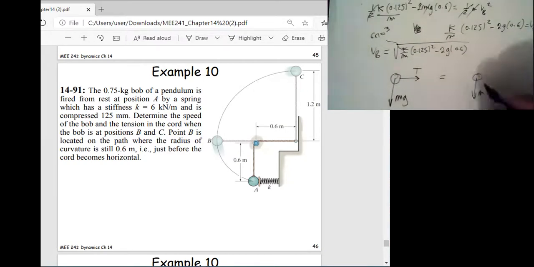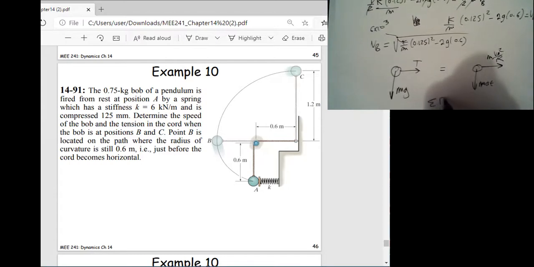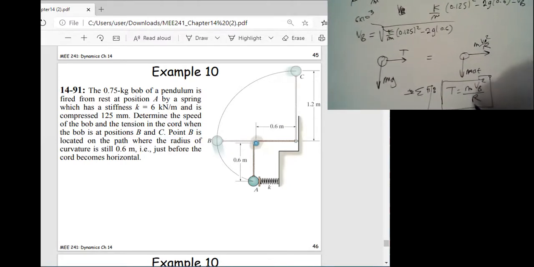Yes, because I actually have a force, so I must have some aT like that. And then on this end, we're going to have the m v squared over r, which is m vB squared over r. So if you sum the forces in the right direction, then T is going to be equal to m vB squared over r. Okay, so this is my tension.